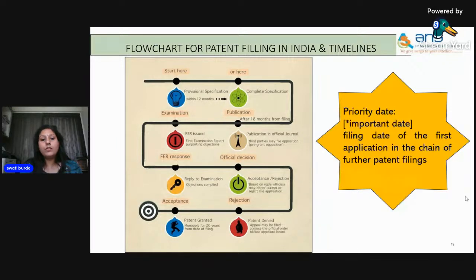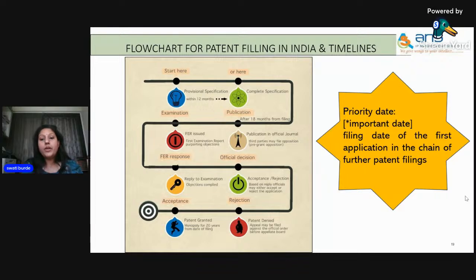So we have to fulfill those. And sometimes we get a hearing also, if the controller thinks that some clarifications are still required. So they will provide for a hearing. We have to appear in that hearing, and we have to get clarity on those objections. And once it is accepted, the application is granted. Then if it is rejected, there is an option of appeal also. We can appeal to the appellate board.